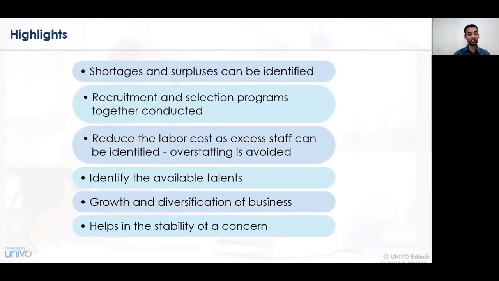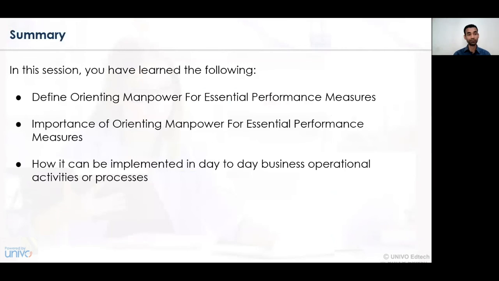Availability of the available talents. Manpower planning also needs to identify the available talent in the organization and how that talent will be effectively utilized, to see that the organization's capability, output or productivity increases over a period of time. Growth and diversification of business. The business that we are doing on a daily basis should be diversified and always at a growing stage, which helps to bring stability in the organization. Now let's summarize what we have learned in this session.